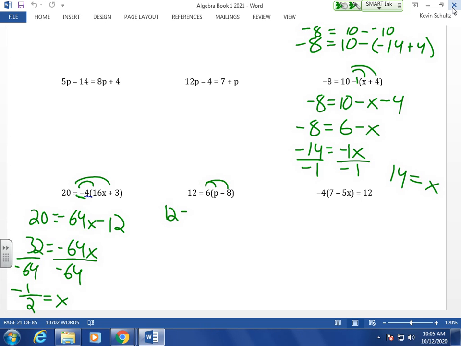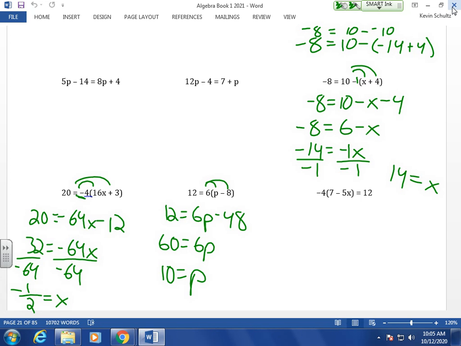So we have 12 equals 6p minus 48. Add 48 to both sides, initiate opposite operations, divide both sides by 6, and we get a value of 10 for p.